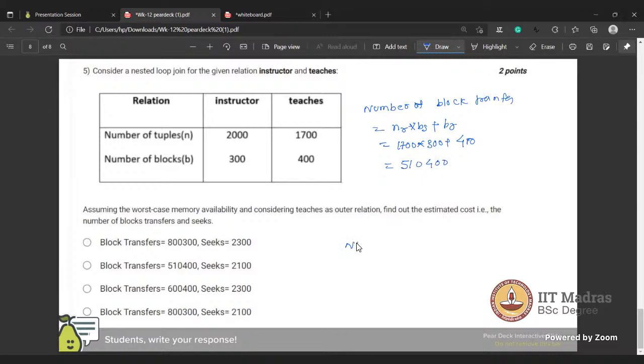And the number of seeks required is NR plus BR, so 1700 plus 400. So everyone got it? Okay. If you have a doubt in the actual content, you can ask.